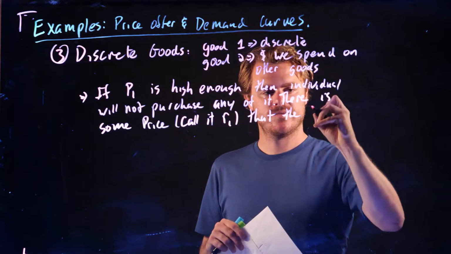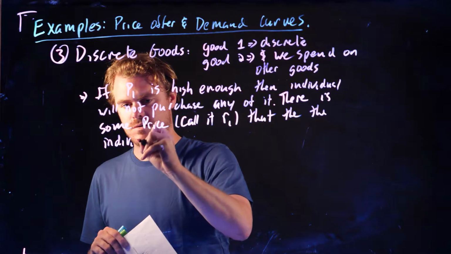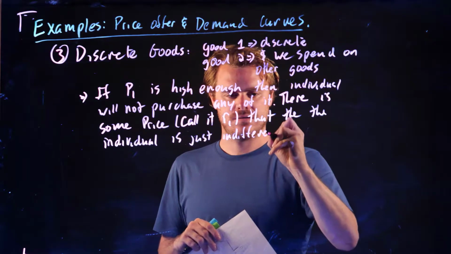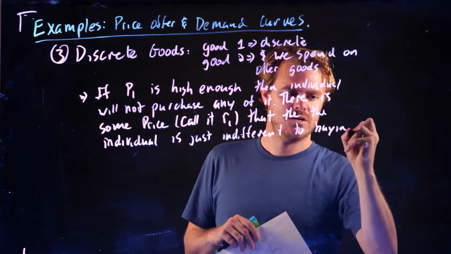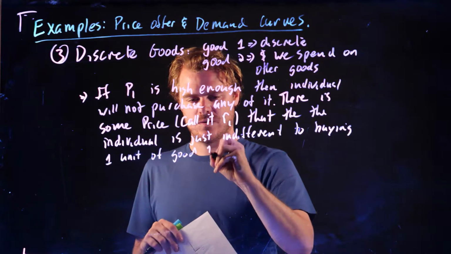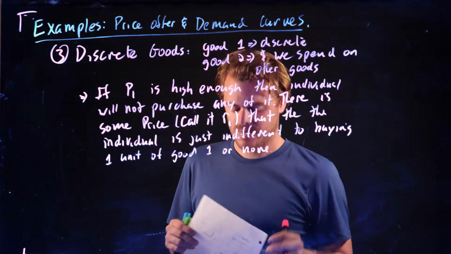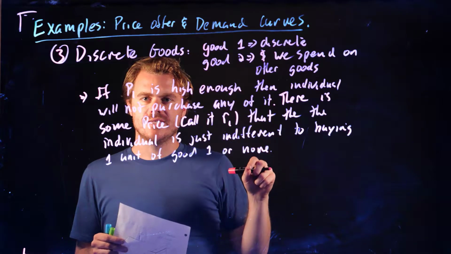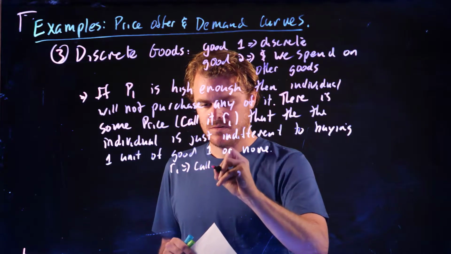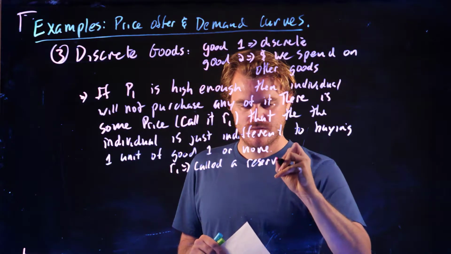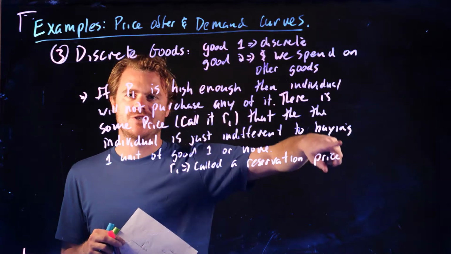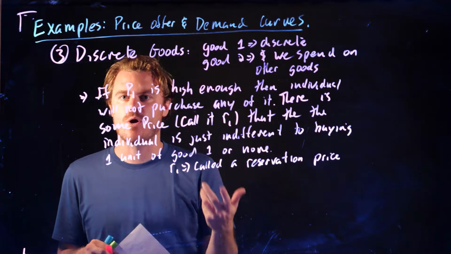that the individual is just indifferent to buying 1 unit of good 1 or none. We're going to call this R1 a reservation price. And you'd see this idea of a reservation price or a reservation wage a lot in labor economics, for instance.